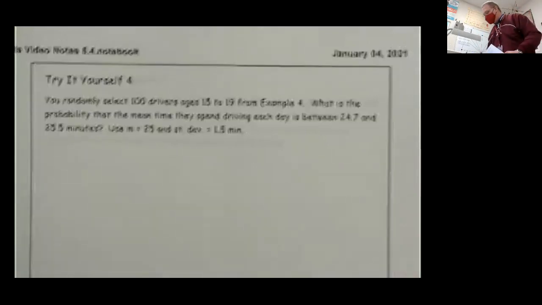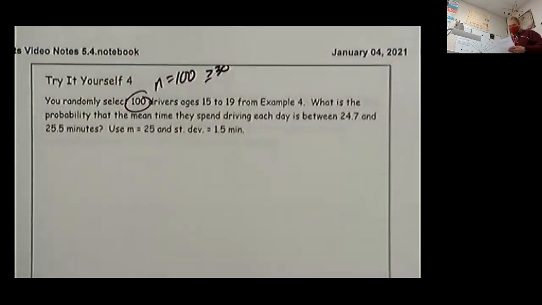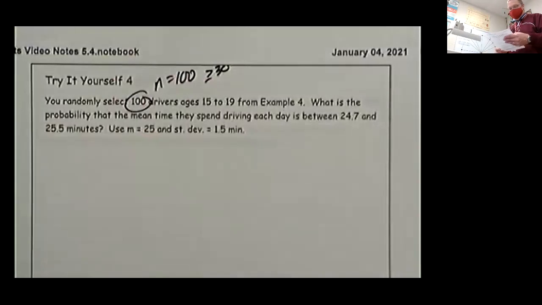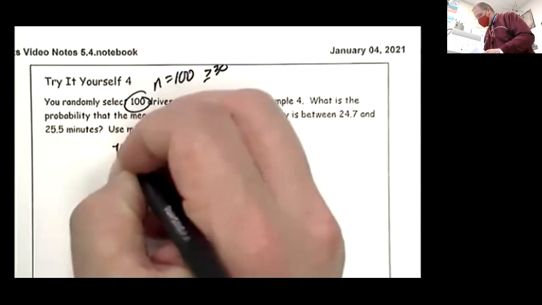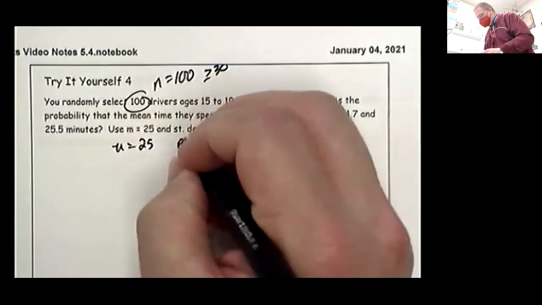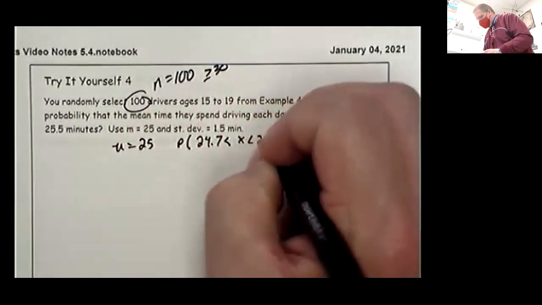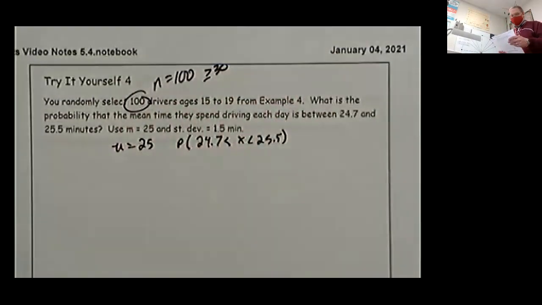All right, here we go. First, can we use normal distribution? We can, because n is 100, which is greater than 30. So that matches our central limit theorem. We're looking at drivers from age 15 to 19. What is the probability that the mean time they spend driving each day is between 24.7 and 25.5? We're using mean still of 25 and standard deviation of 1.5. So given a mean of 25, we want P of X to be between 24.7 and 25.5. And we're going to find our z-score.